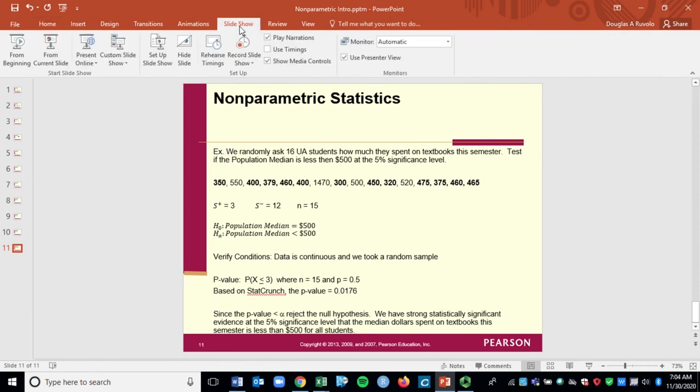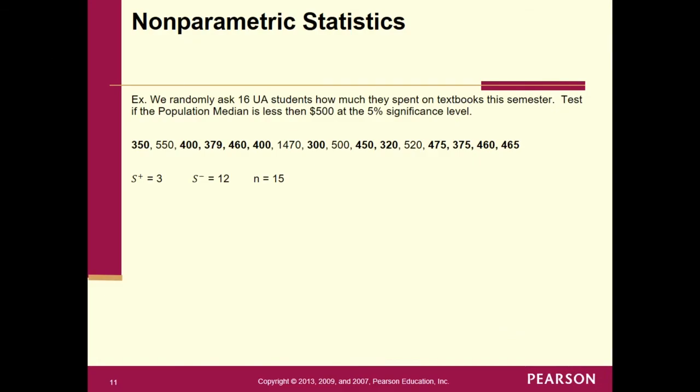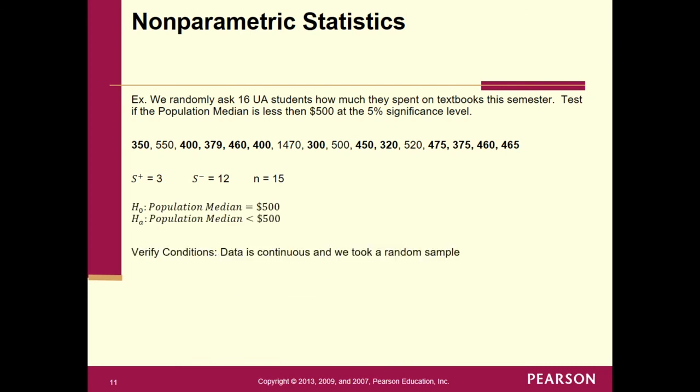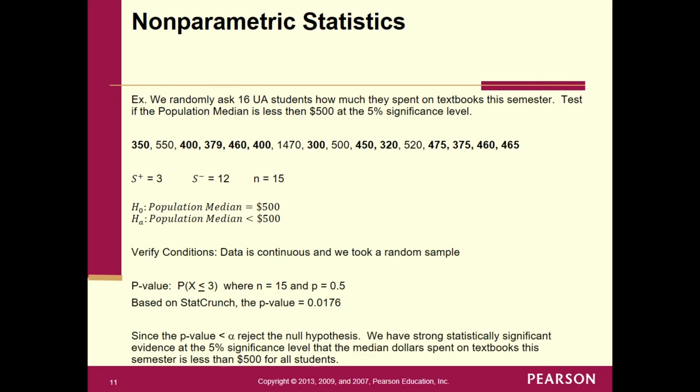So I'll go back into the slideshow here. I just got to let my computer catch up. There we go. All right. And since the p-value is less than alpha, we're going to go ahead and reject the null. And we have strong statistically significant evidence at the 5% significance level that the median dollars spent on textbooks this semester is less than $500 for all the students. Okay?